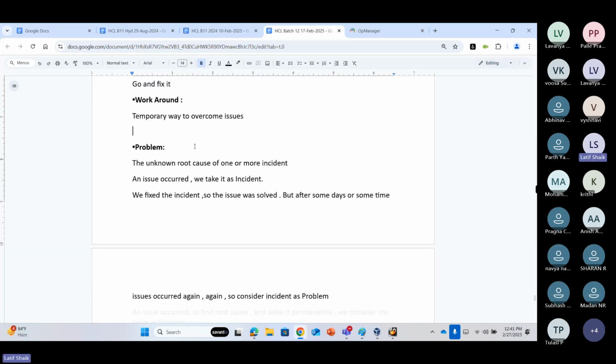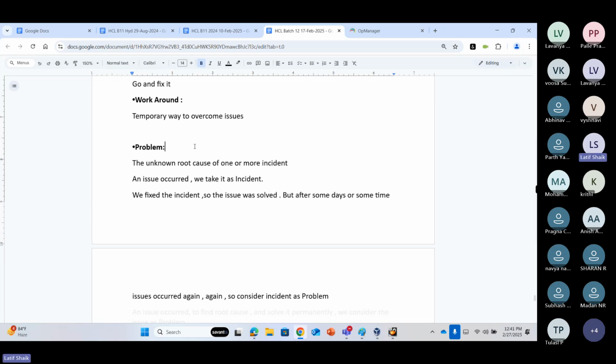Next is problem. Problem means unknown root cause of one or more incidents. Incident means one system is not working. Multiple systems not working means multiple incidents. Any issue, guys, any issue, is considered an incident only. There is no problem occurrence. We have to consider an incident or multiple incidents or repetition of the same incident as a problem.